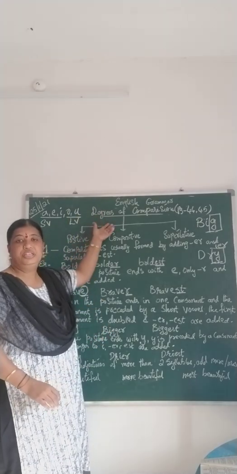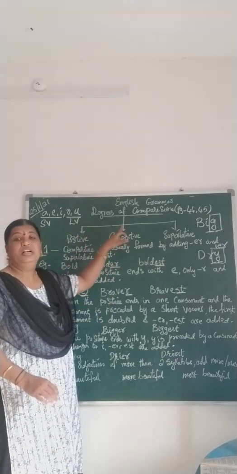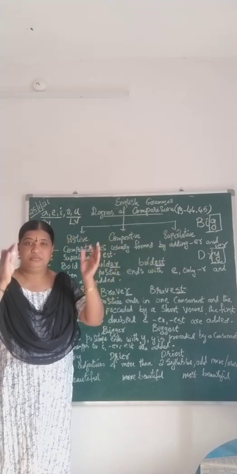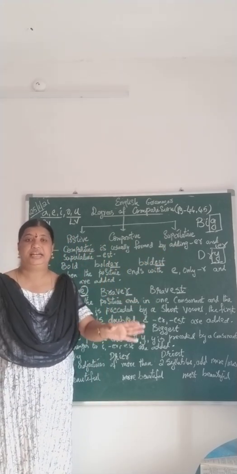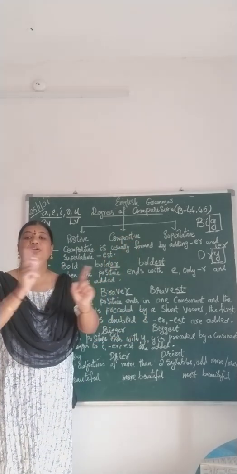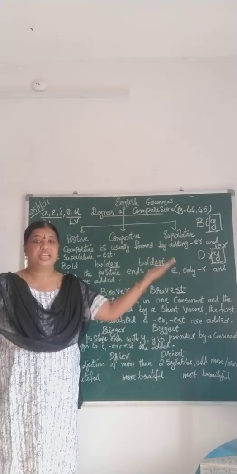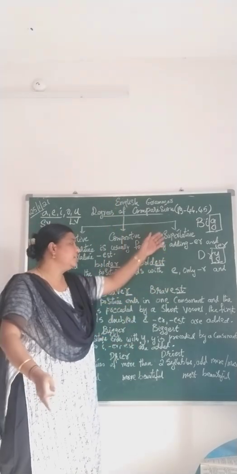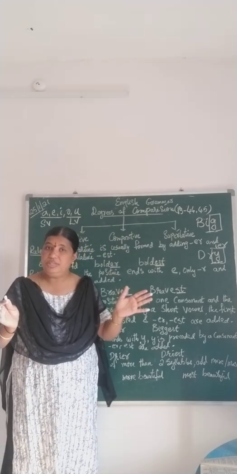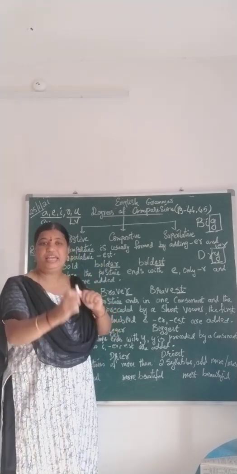Degrees of comparison is divided into three parts, mainly positive, comparative and superlative. Positive is the normal one, the simple form of the adjective. Comparative is when you compare between two objects. Superlative means to a large extent we do the comparison. Now, there are many rules to apply, where and what. Let us have a quick recap.